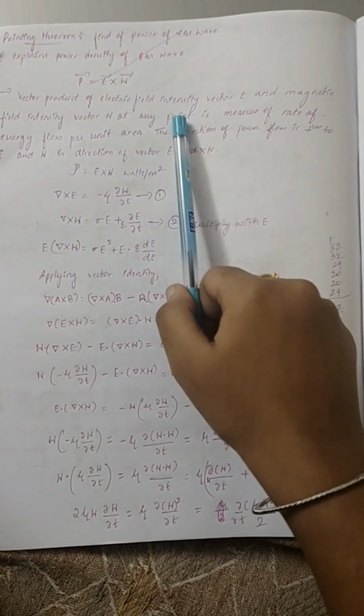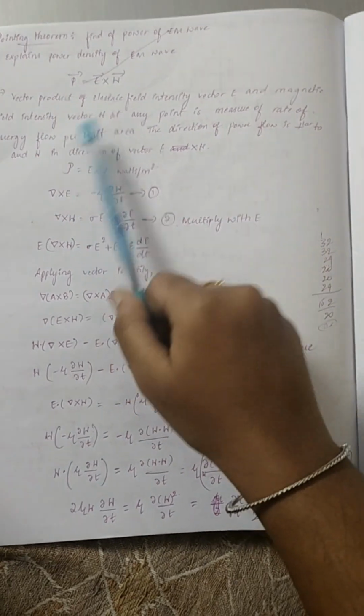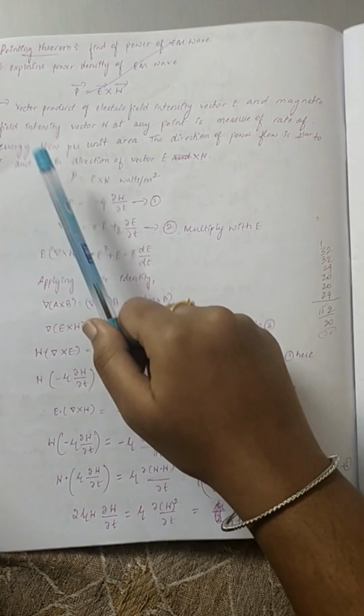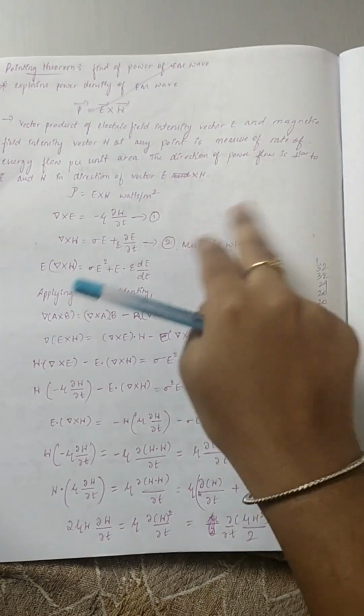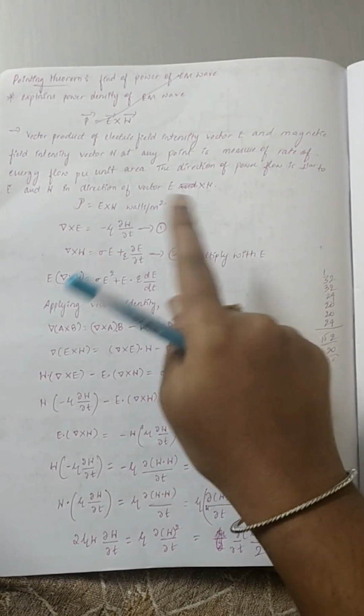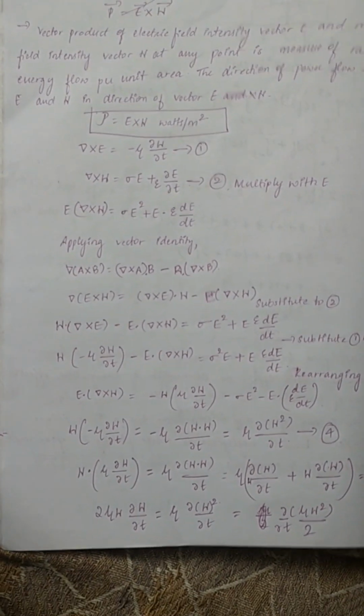So let us learn about Poynting theorem today. Vector product of electric field intensity and magnetic field intensity at any point is the measure of rate of flow of energy per unit area, and is called the Poynting theorem. The direction of power flow is perpendicular to E and H, in the direction of vector E cross H. So our Poynting theorem is this: P equal to E cross H watts per meter square.